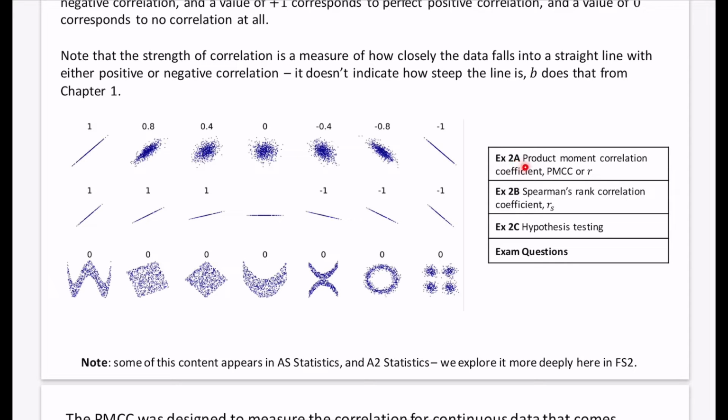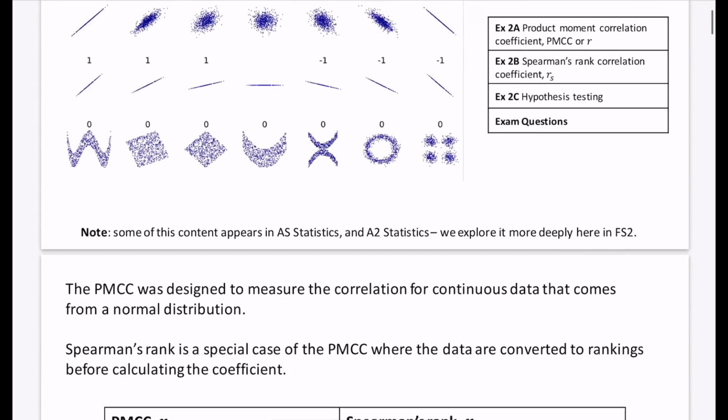So the first chapter is the stuff that's in normal A-level maths. It's in the year 2 stats, which is all the product moment correlation coefficient. The second exercise is Spearman's rank correlation coefficient. And then we do some hypothesis testing, which is also in normal maths A-level. So should feel kind of easy, that third exercise, if you've done that bit. And of course, as always, we will finish off with some exam questions.